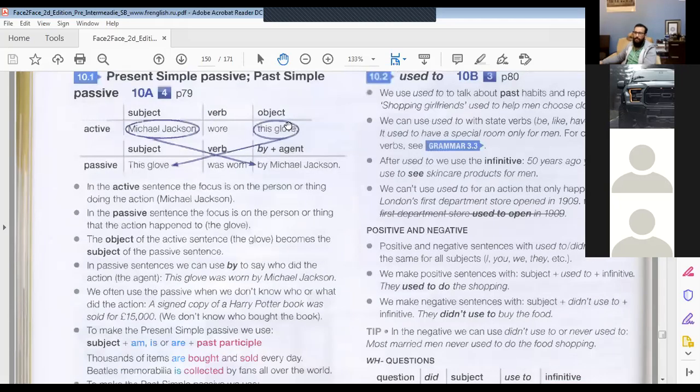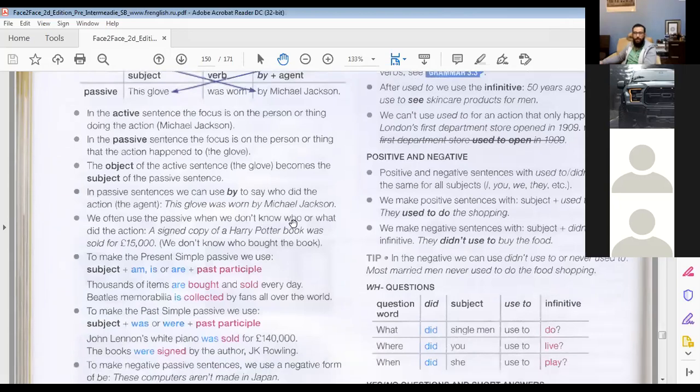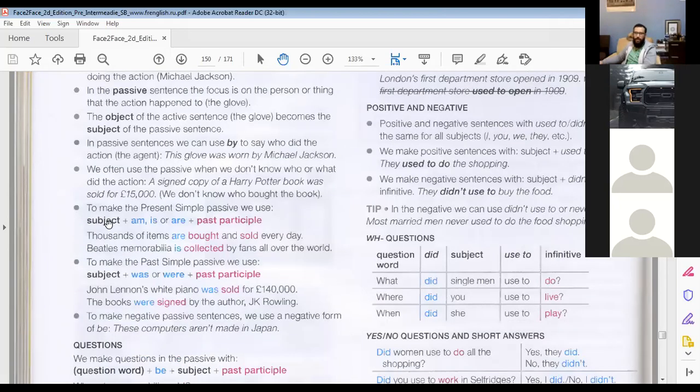يعني اللي كانت مفعول به في الأكتف حتصبح لنا هي الفاعل، هي السبجكت في الباسيف. بتتغير. Do you get the idea? In passive sentences we can use by, the agent, to say who did this. The passive we use when we don't know. How to make passive, we already answered that. The subject plus am, is, are plus past participle in the passive.